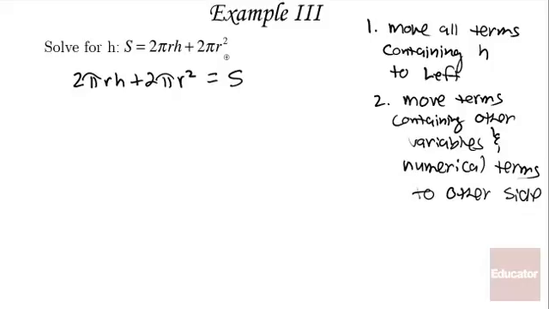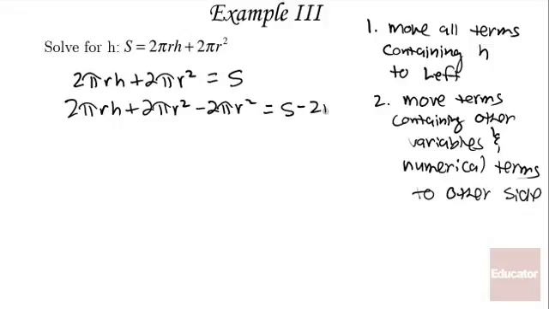The next thing that I need to do is to remove all the terms on the left side that do not contain h. I'm going to do that by subtracting. I have 2 pi r squared, and I'm going to subtract 2 pi r squared from both sides. And that's going to give me 2 pi rh equals s minus 2 pi r squared.